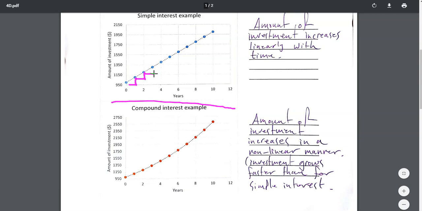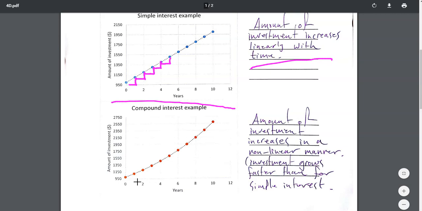A year goes past, we go up by the same amount of interest. A year goes past, we earn the same amount of interest. A year goes past, we earn the same amount of interest, and so on. Okay, so as I've said here, the total amount of the investment increases linearly with time.